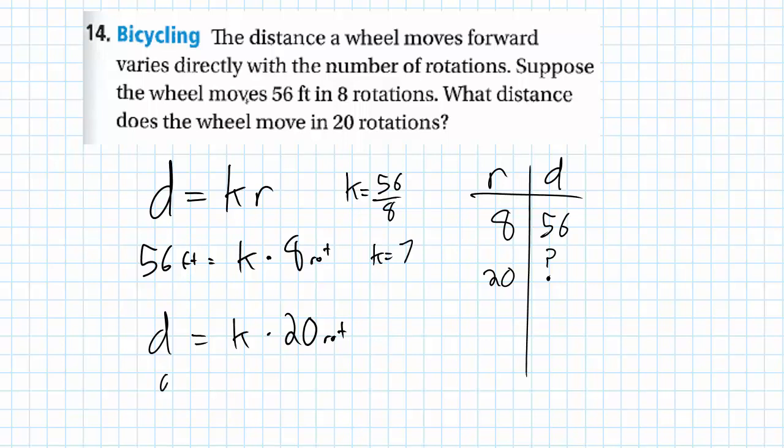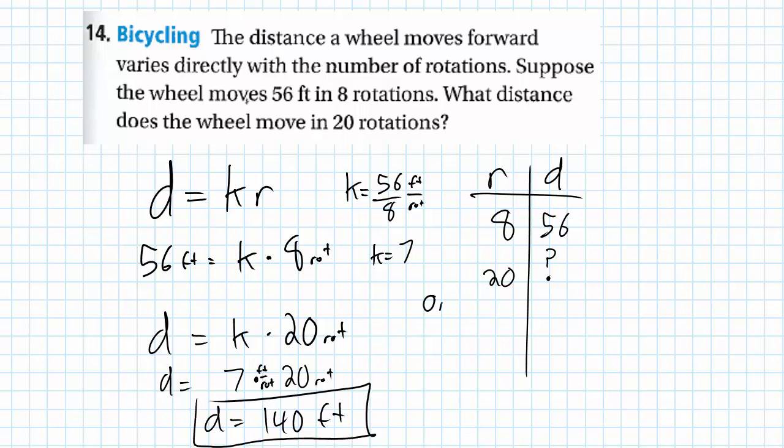If I want to solve for the k, I take the value of distance and divide it by the given value of rotations. I get a k value of 7. So that means distance is equal to 7 times how many rotations I have. 7 times 20 is 140, so that means it goes 140 feet if it rotates 20 rotations.